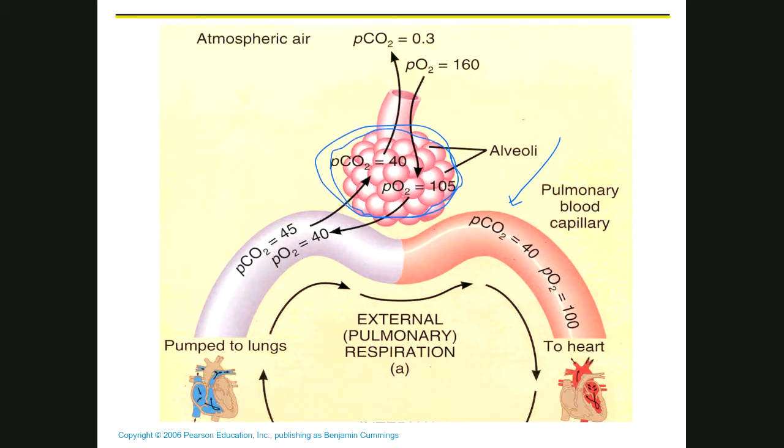So over here, we have a much higher oxygen level. The partial pressure of oxygen is around 100. And over here, we're going to have much less carbon dioxide. The partial pressure of carbon dioxide is about 40, not 45, 40, just like this. Does that make sense? Any questions?